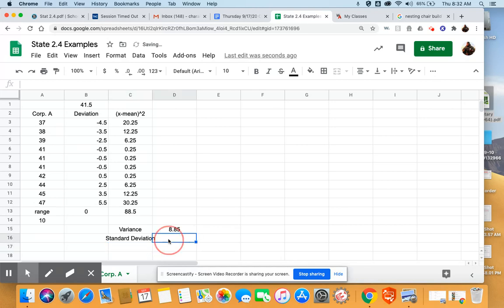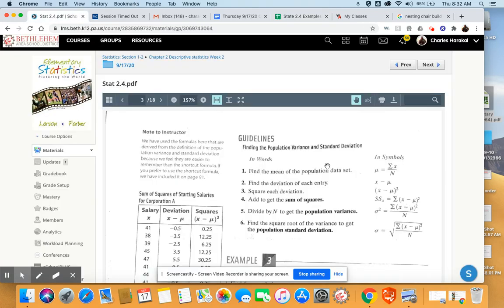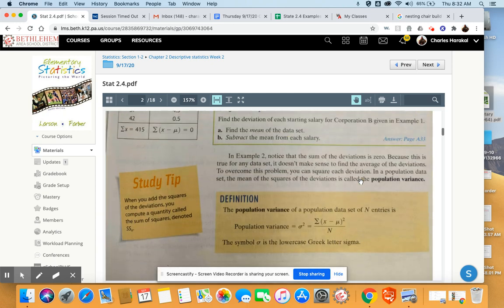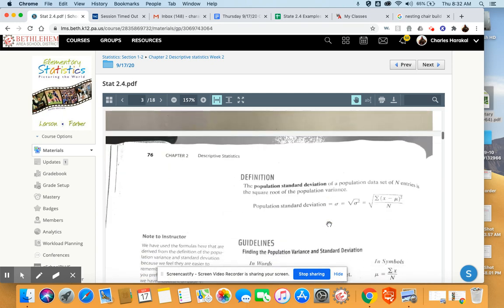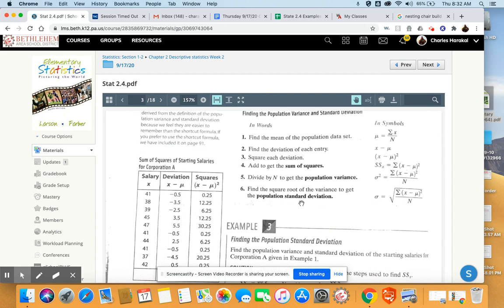Our next step is to take a look back at our guidelines. So we found our population variance when we took our sum and divided it by population size. To find standard deviation, we take the square root of that number. The reason I came back here and said I want to skip over variance right now is that if we're finding standard deviation, we find variance in the process of doing that.